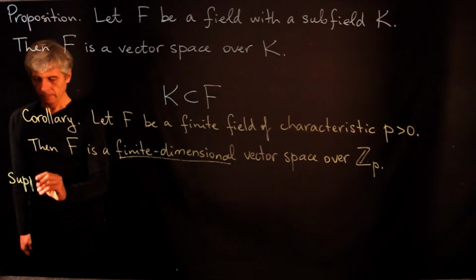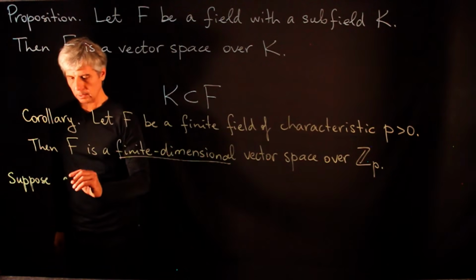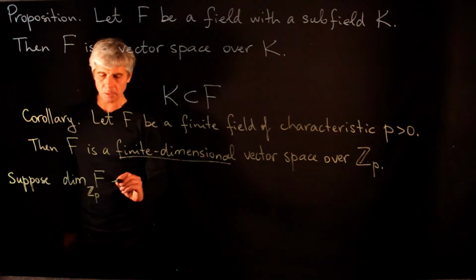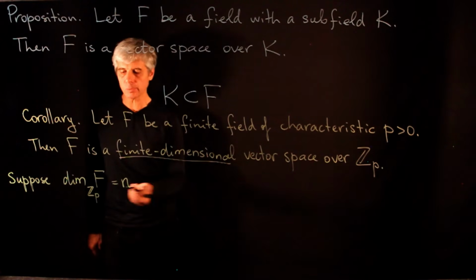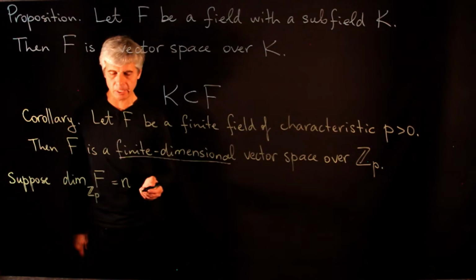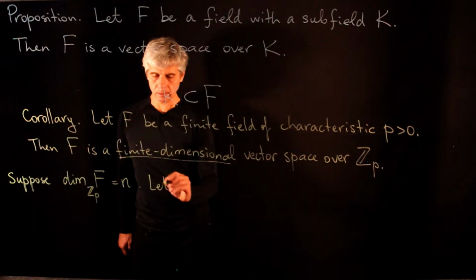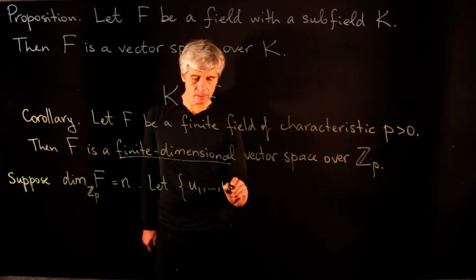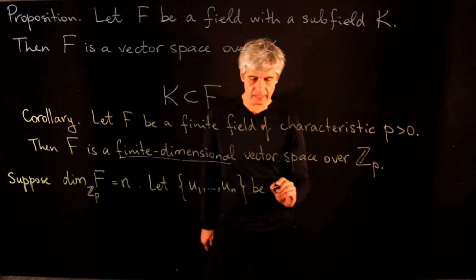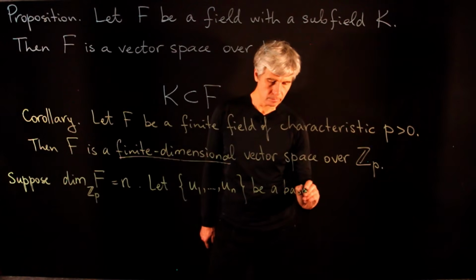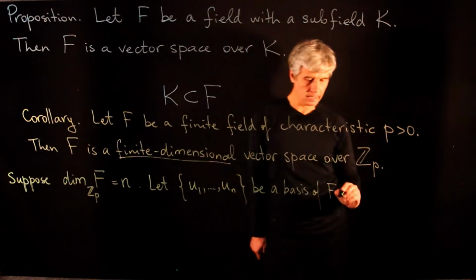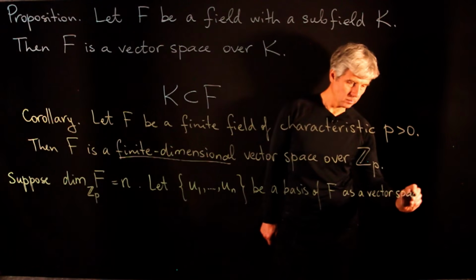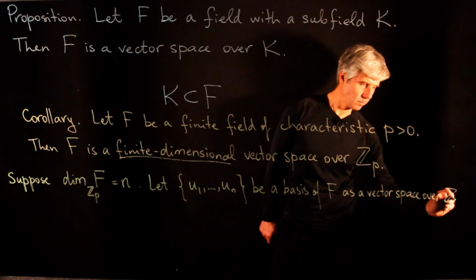So suppose the dimension of F over Zp is equal to n, right? So if it's a finite dimensional vector space, then it has a finite dimension. And let u1 through un be a basis of F as a vector space over Zp.